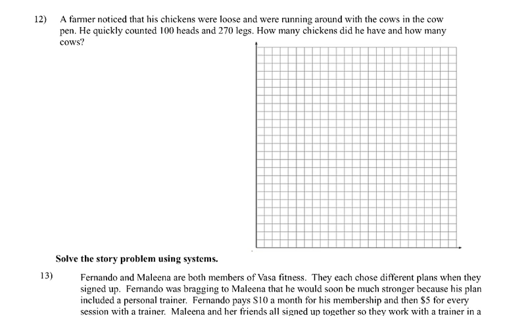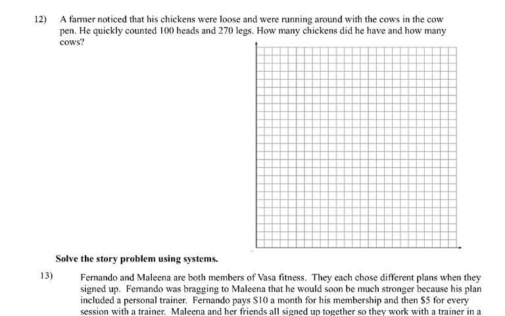Okay, number 12. Farmer noticed that his chickens were loose and were running around with the cows in the cow pen. He quickly counted 100 heads and 270 legs. How many chickens does he have and how many cows? Okay. We could talk about the logistics of this all day, but let's just solve the problem.